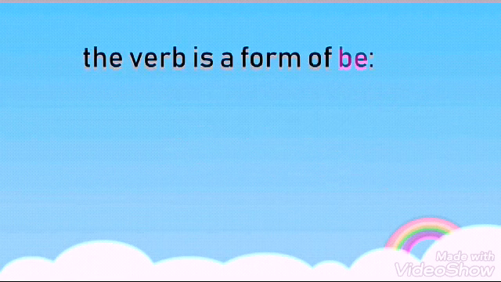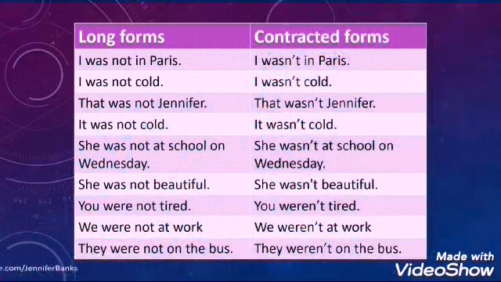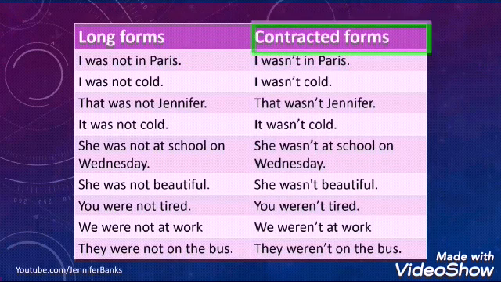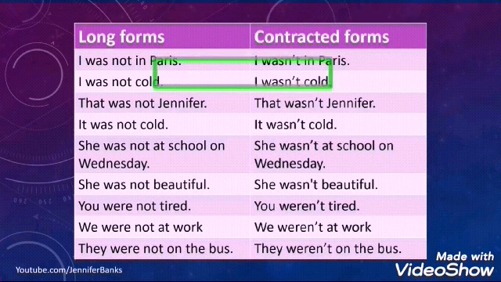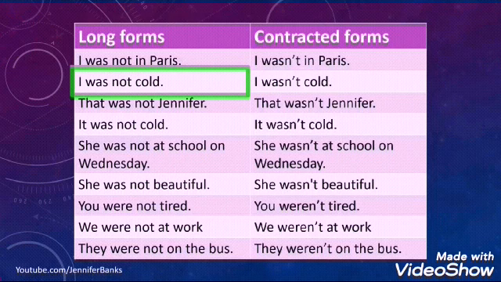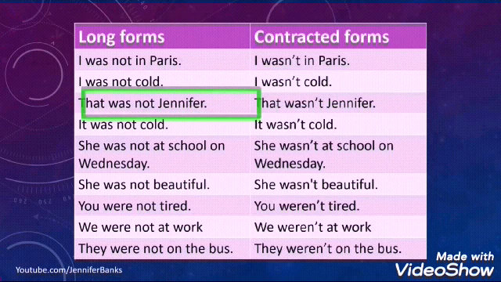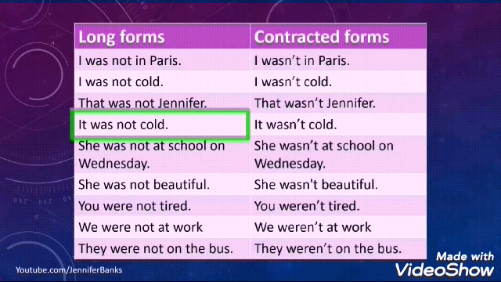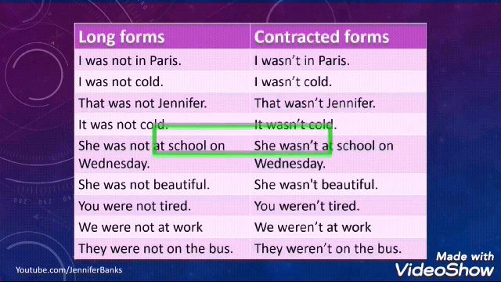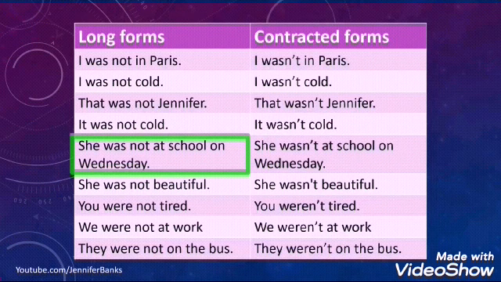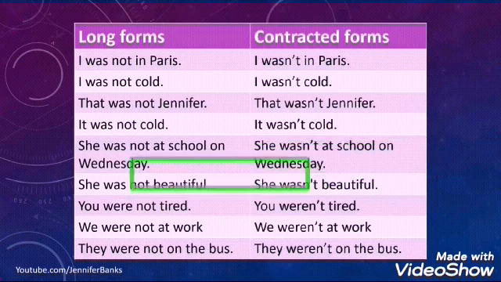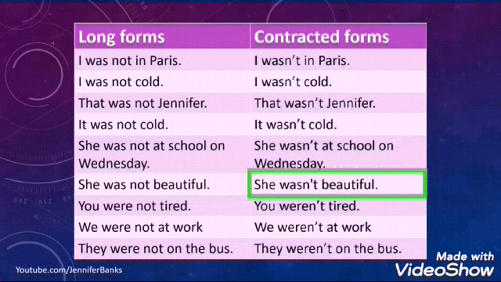The negative sentences, when the verb is a form of be. When I say I was not in Paris, we have long forms and contracted forms. I was not in Paris. The contracted form, I wasn't in Paris. I was not cold. I wasn't cold. That was not Jennifer. That wasn't Jennifer. It was not cold. It wasn't cold. She was not at school on Wednesday. She wasn't at school on Wednesday. She was not beautiful. She wasn't beautiful.